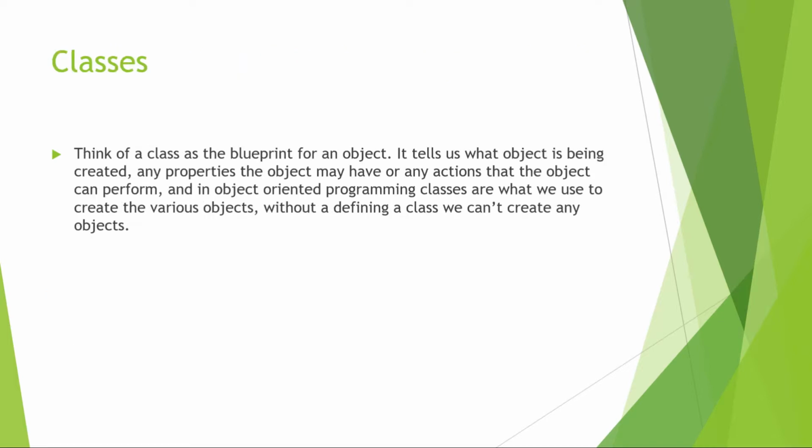Think of a class as the blueprint for an object. It tells us what object is being created, any properties the object may have, or any actions that the object can perform. And in object-oriented programming, classes are what we use to create the various objects. Without defining a class first, we can't create any objects. So your next question is probably, what are objects? Well, let's get into it.